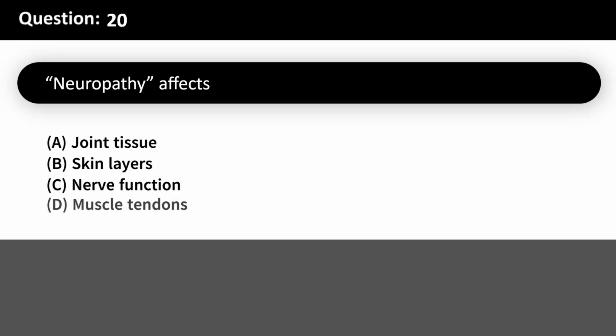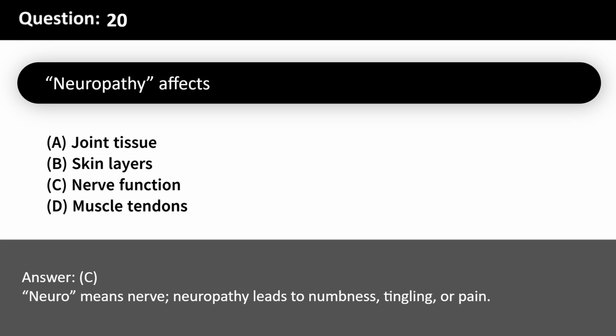Neuropathy affects: A. Joint tissue. B. Skin layers. C. Nerve function. D. Muscle tendons. Answer, C. Neuro means nerve, neuropathy leads to numbness, tingling, or pain.